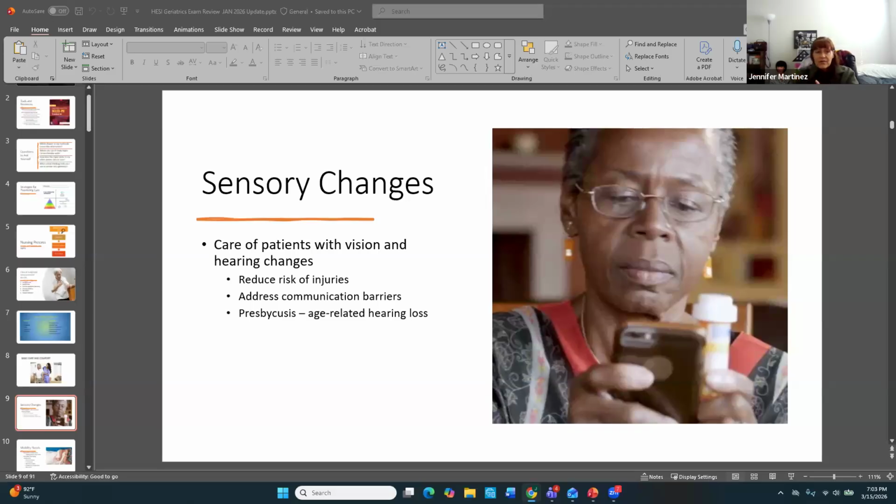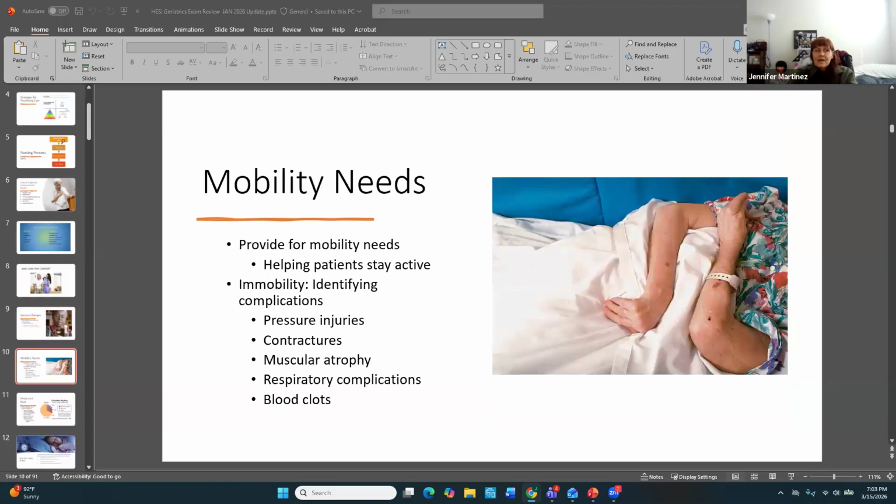So we know that hearing and vision changes can increase the risk for injury in our older adults. So what are some things that we can do to help our older adults? Providing for mobility needs to help patients stay active, right? So this could be walkers, it could even be wheelchairs. But of course, we want them to maintain their activity as much as possible.